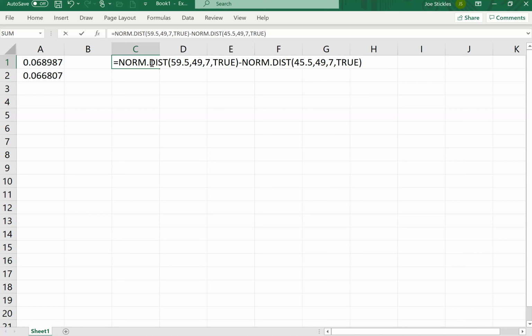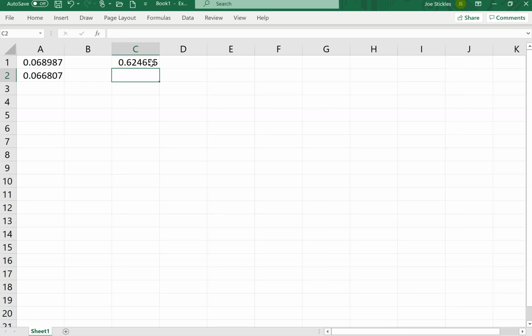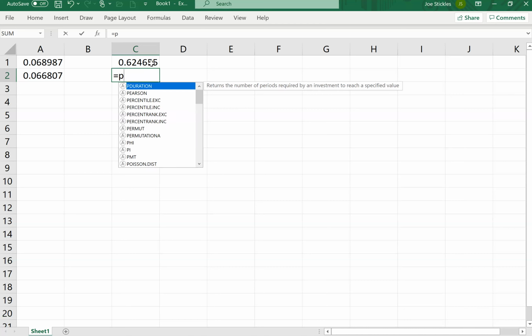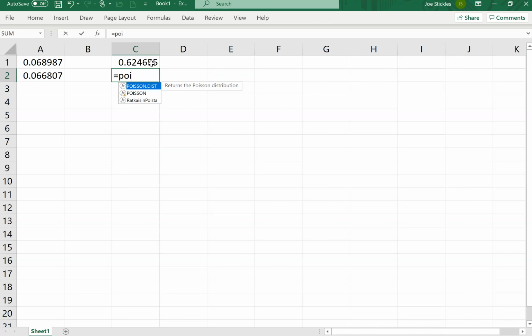Square root of 49. I could have typed in square root of 49, I'm just lazy. That's the way it works. We could have done the same thing like we did in the previous one with the binomial. There's a Poisson distribution built into Excel, because of course there is.